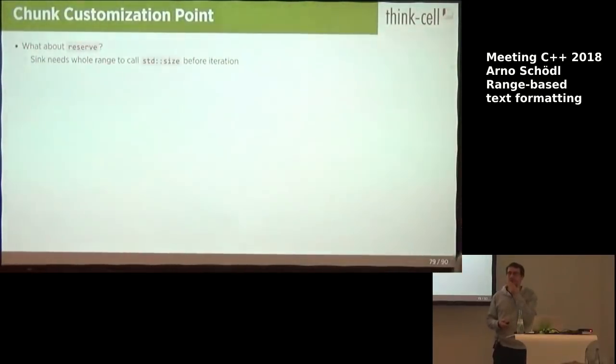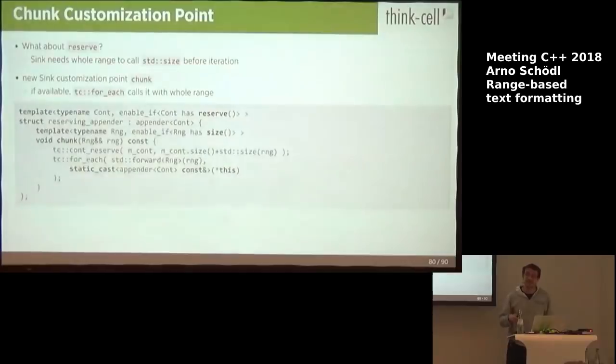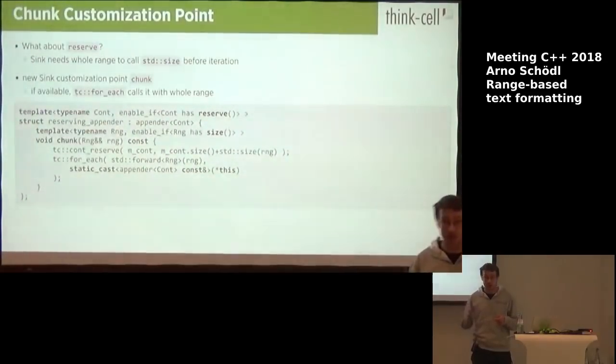Now, I forgot about the reserve. So that's kind of critical, right? If we just get the elements one by one, then we can't pre-allocate all our memory, which was critical for performance. So what do we do? The sink somehow needs to call size before it actually gets all the elements. And in order to do that, we said, okay, in addition to the function call operator, which the sink is getting all its elements passed into, we actually implement another customization, chunk.